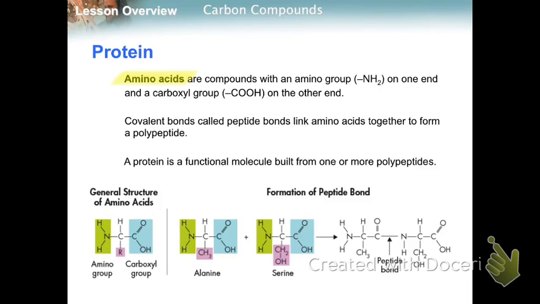Amino acids have 2 different ends to them. They have an amino group, which is NH2. You can see that right here. That's at one end, and a carboxyl group, which is COOH, on the other end, right here. In the middle is a single carbon, and this group that will change. It's called the R group. So in alanine, it's CH3. In serine, it's CH2OH. When these are joined together, these 2 amino acids, it's called a peptide bond.